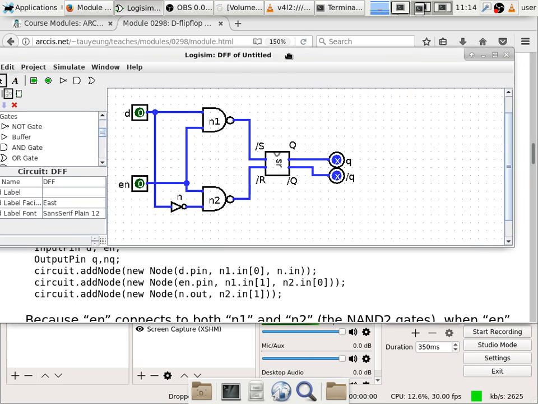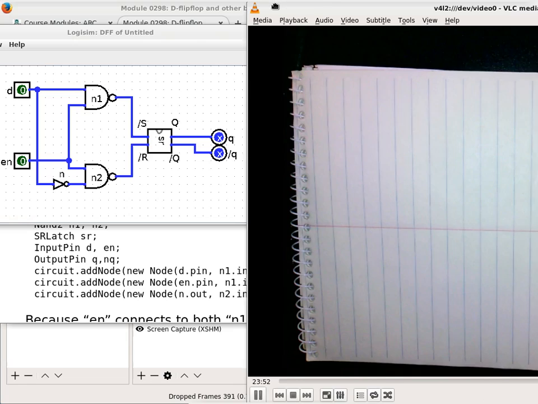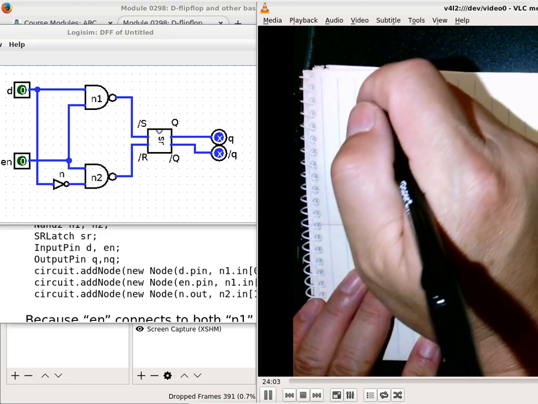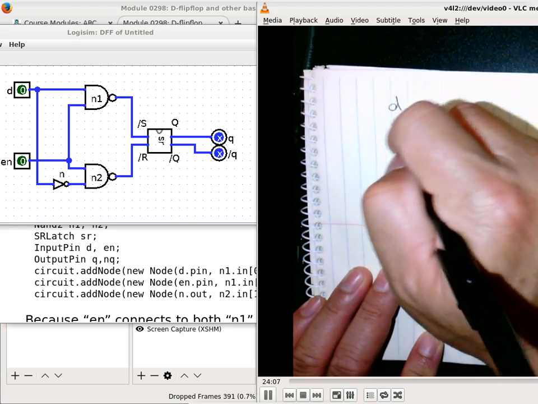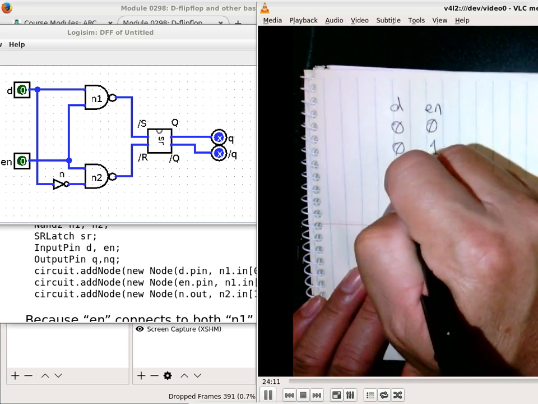And let's see how we can do this. I can put this one here and do it over there. Okay, does that work for you guys? Okay, all right. So now we want to look at the 4 possible cases. So we want to look at D, EN. These 2 are inputs. So we have the 4 possible cases for the inputs, like that.